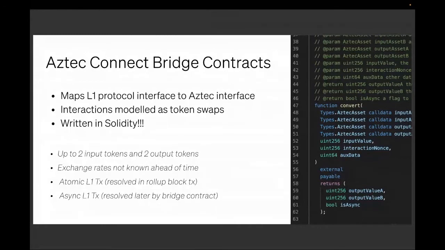There are only 3 functions on the interface. There's a convert and a finalize function, and we'll go into that in a bit more detail. But the interface supports up to 2 input tokens. Those are shielded tokens coming from Aztec, and you can give back up to 2 output tokens to the Aztec network, and those are distributed pro rata to every user who took part in the original aggregated transaction.